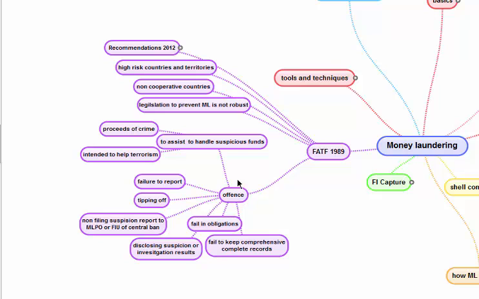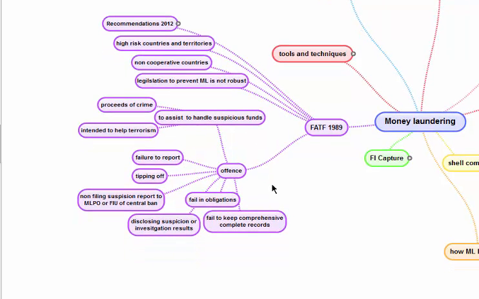FATF says it's an offense to assist handling of suspicious funds. If a banker is assisting handling of suspicious funds, it's an offense. As a documentary credit specialist, as a trade finance professional, if trade is used to handle suspicious funds, it's an offense if you are assisting the transaction. How do you assist? Either the proceeds of crime are used in the transaction, or the transaction is intended to help terrorism, then you are committing an offense if you know about it. What, as a professional, are you supposed to do as a banker?